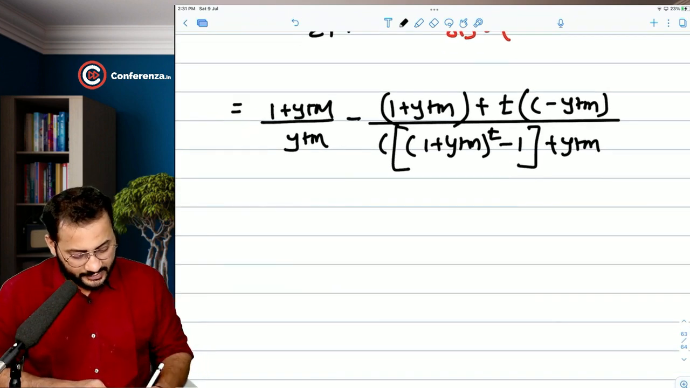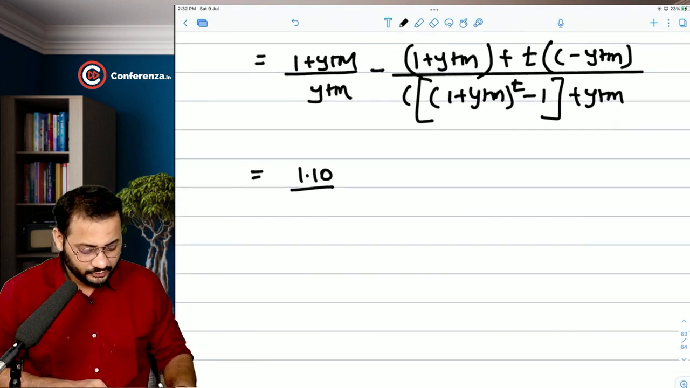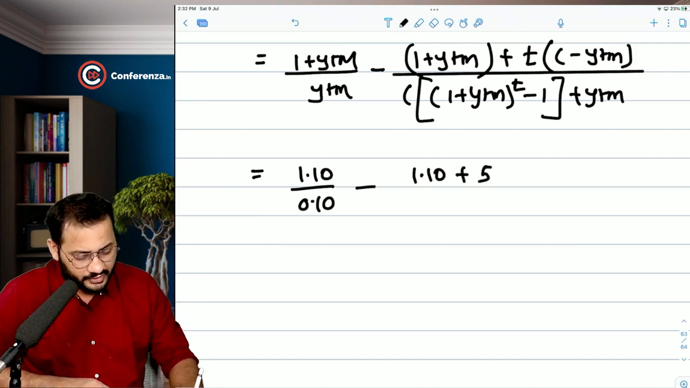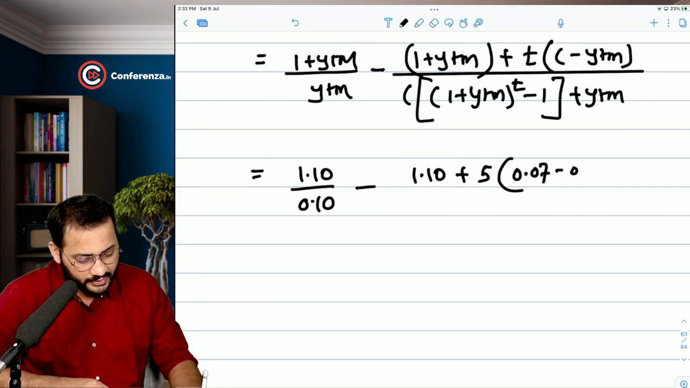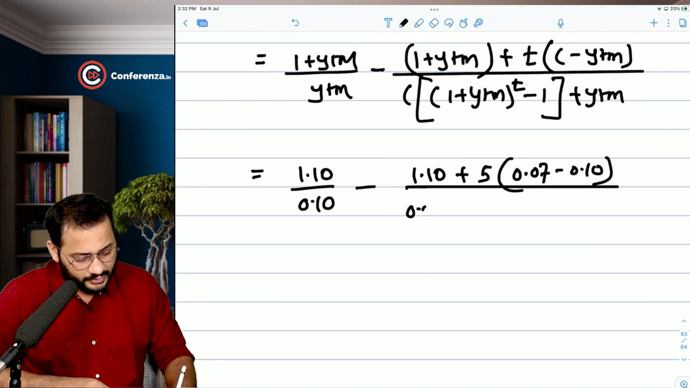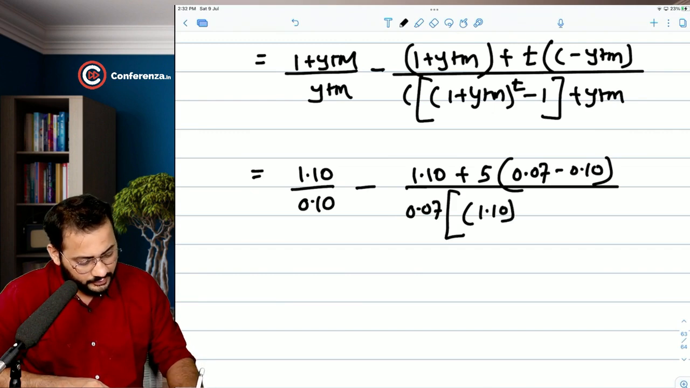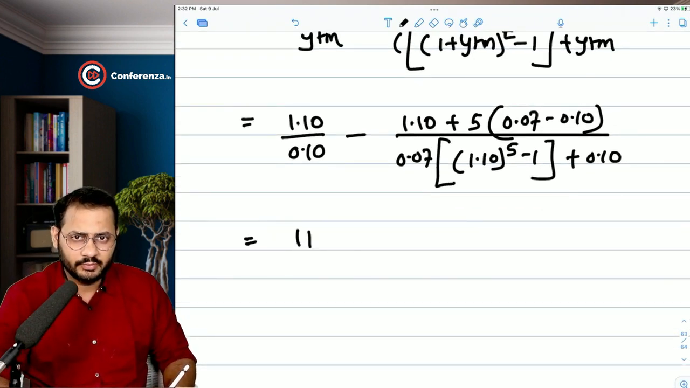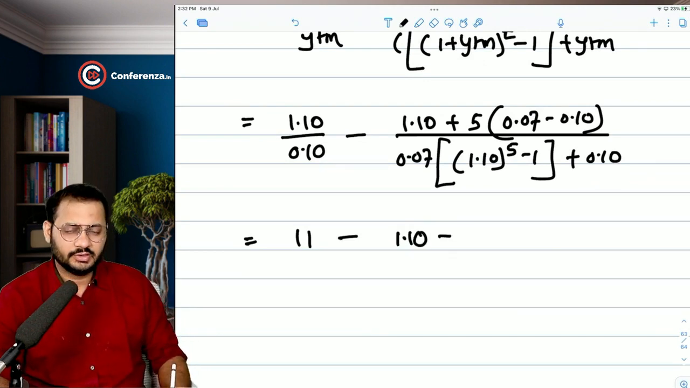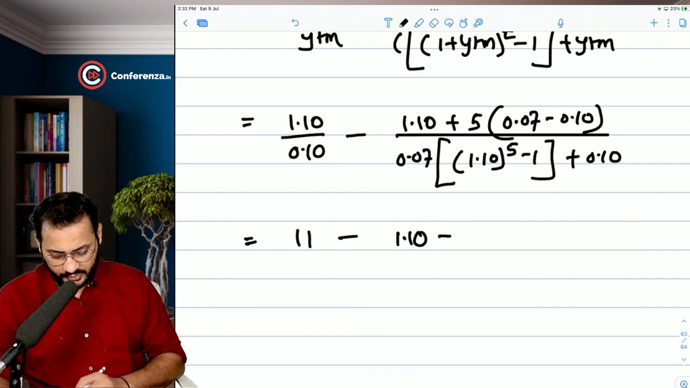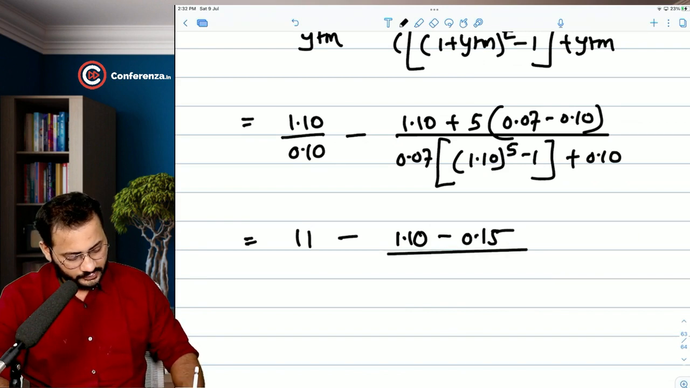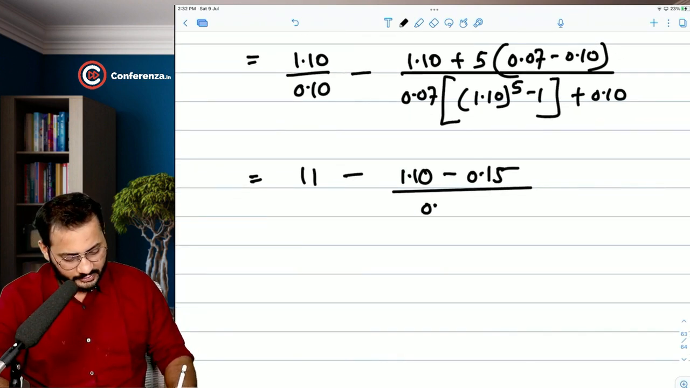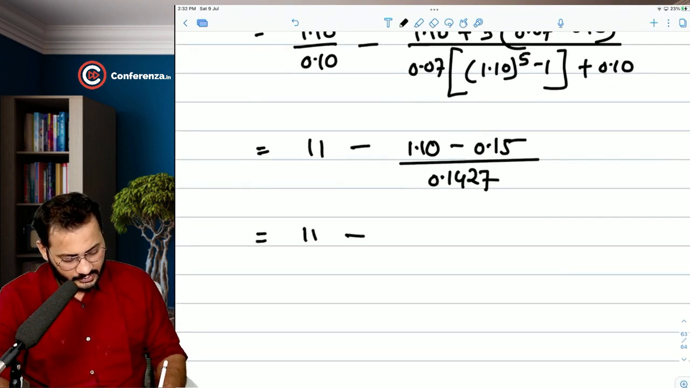Let's try finding out. YTM means the yield to maturity, that was 10%. So 1.10 in the numerator, 0.10 in the denominator. Are you satisfied with this? Then minus 1.10 plus 5 in bracket times coupon rate 7% minus YTM 10%, over 1.10 to the power 5 minus 1 times 0.07, plus 0.10. Okay, let's try solving it. This is going to be 11. 1.1 divided by 0.1, minus the numerator 1.10 plus 5 times (0.07 minus 0.10), which is 0.95, divided by 1.10 to the power 5 minus 1, into 0.07, plus 0.10. The entire denominator comes to 0.1427.